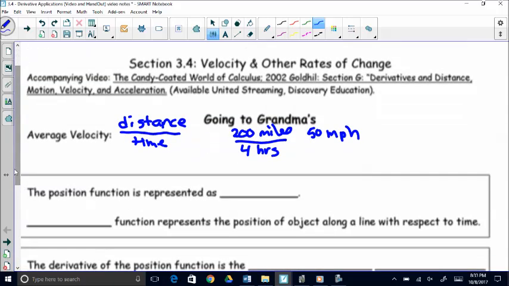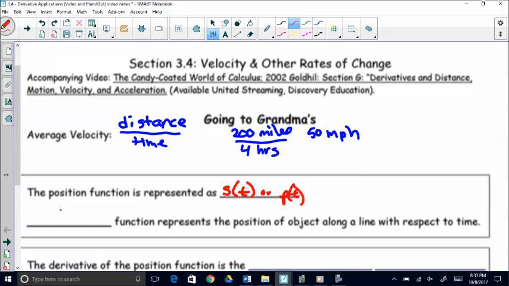An average velocity is great, but it doesn't tell us very much because it's just telling us an average, it doesn't tell us any specific times. And that's where we need the instantaneous velocities. So in order to find that, we have to start with our position function. So position function is represented by s of t or p of t.